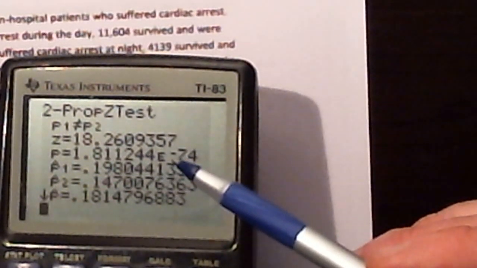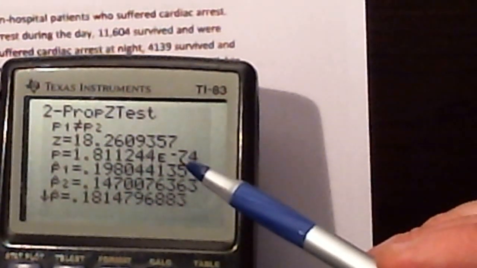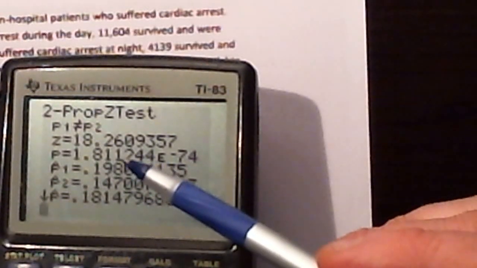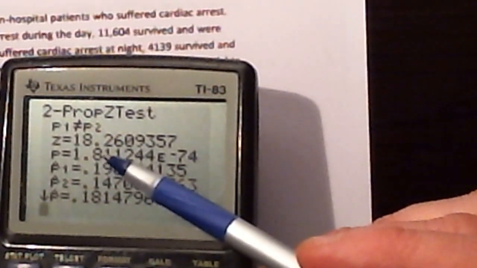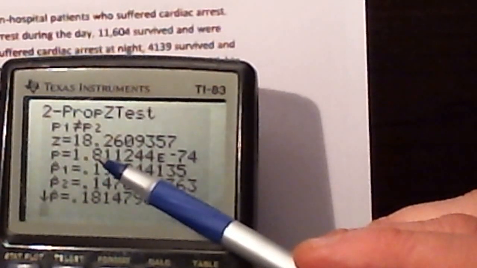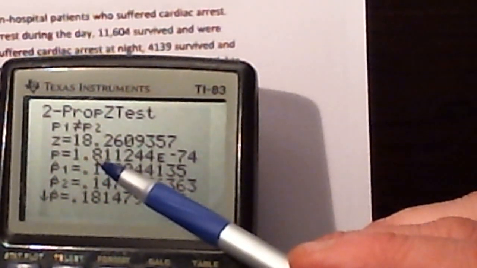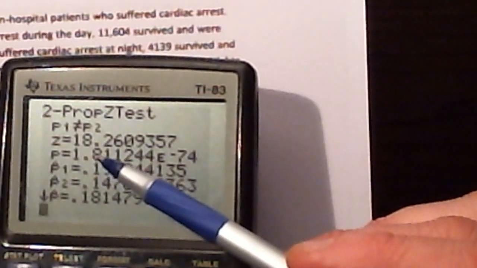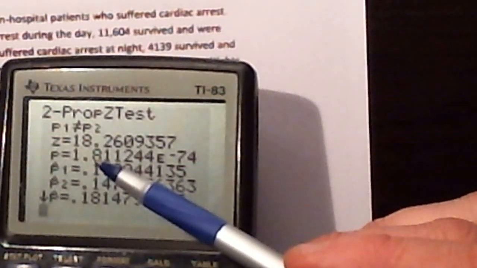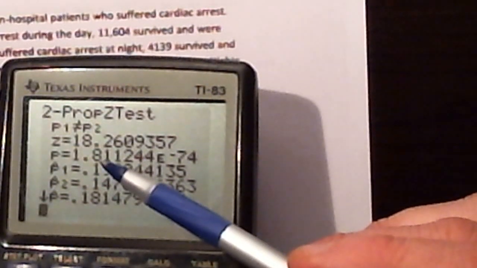It's 1.811 times 10 to the negative 74th power. And so this p-value essentially is very close to 0, if not 0. And therefore, we would reject the null hypothesis without any doubt whatsoever. This is an extremely conclusive test because we have such a small p-value. Remember my saying, for p small, reject the null. And so therefore, we're going to reject the null hypothesis.